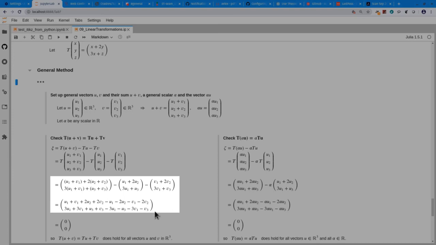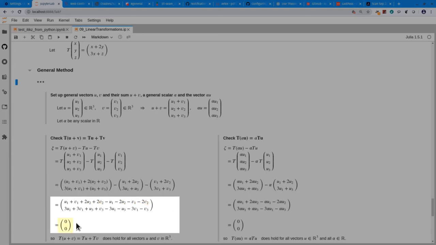And now if I check, u1 cancels with minus u1, v1 cancels with minus v1, 2u2 with minus 2u2, and 2v2 with minus 2v2. So when I simplify all of these expressions, I indeed get the zero vector out of it. So T of u plus v is equal to Tu plus Tv for all vectors u and v. We didn't specify what those vectors were. We had them parameterized. They could be any vectors, and this expression will hold for whichever vector we choose.